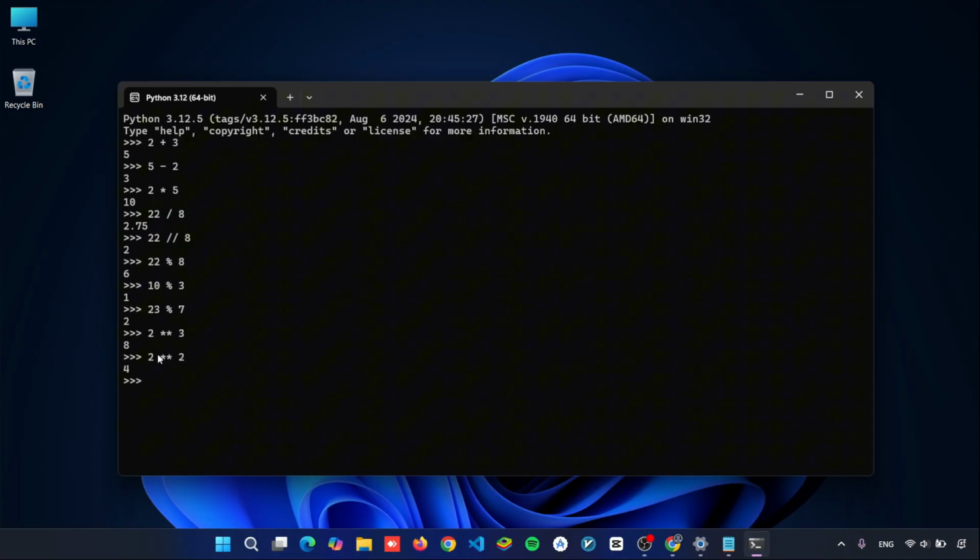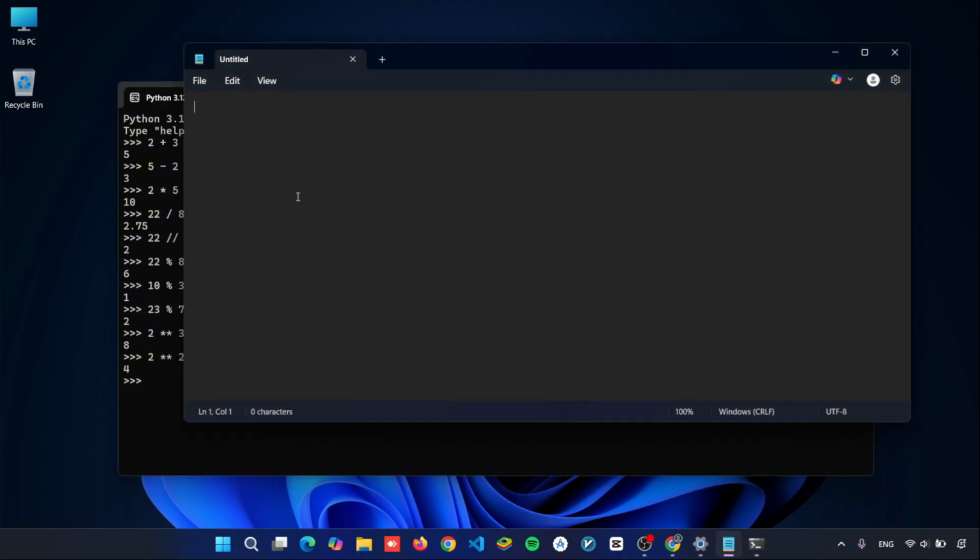Python follows an order of operations, just like math class. But what do I mean by that? The power operator comes first, then the multiplication, the division, the integer division, and then the remainder operator, and lastly the addition and subtraction operators, and the order is left to right.